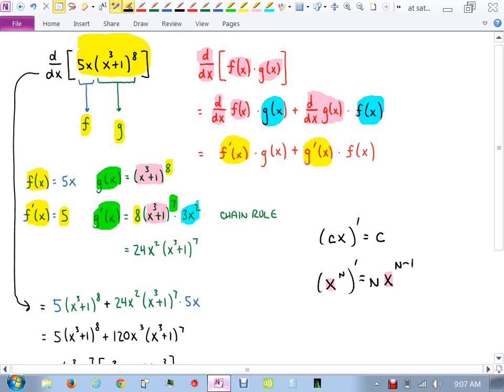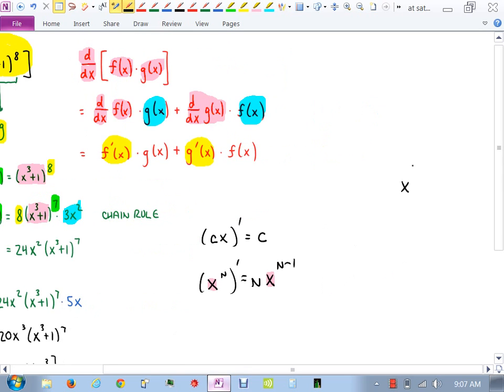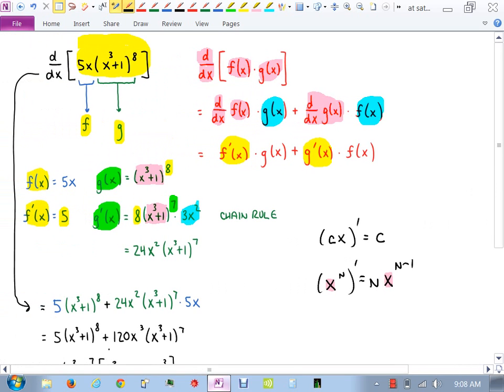And I'll do that on the side also. X cubed plus 1. When you take the derivative, you do each one individually. So we'll do the easy one first. The derivative of 1 is 0, because the derivative of a constant is always 0. And then on x cubed, we use the power rule. So the 3 comes out, we reduce the power by 1. So that's what gave us over here in blue this thing right here. Okay, now I'm going to multiply 3 times 8, which gives me 24, and I put the x squared here from in front, and then I've got that x cubed plus 1 all to the 7th.